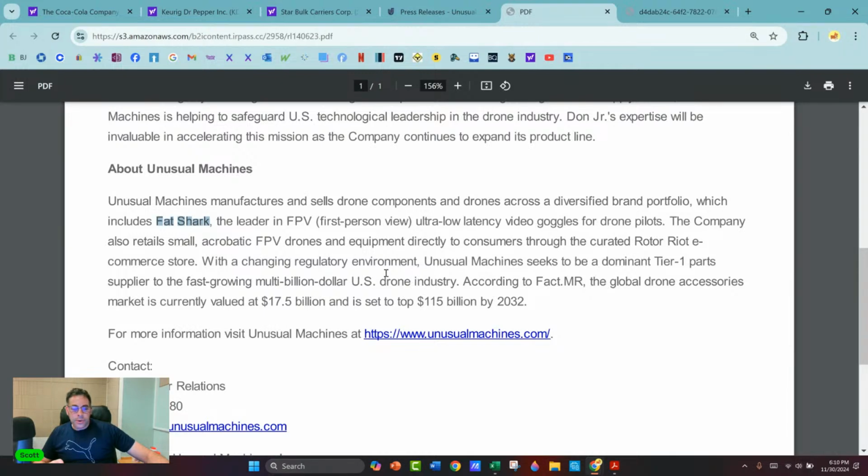With a changing regulatory environment, Unusual Machines seeks to be a dominant tier 1 part supplier to the fast-growing multi-billion-dollar U.S. drone industry. The global drone accessories market is valued at $17.5 billion and is going to grow to $115 billion by 2032.